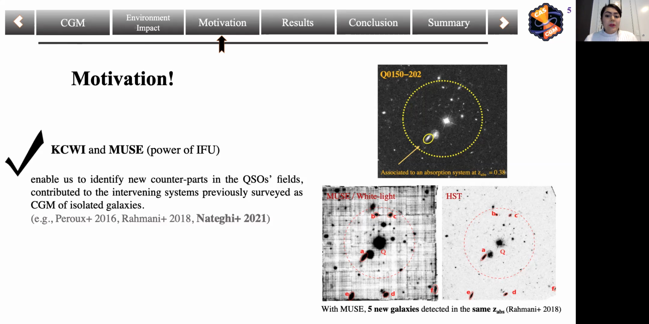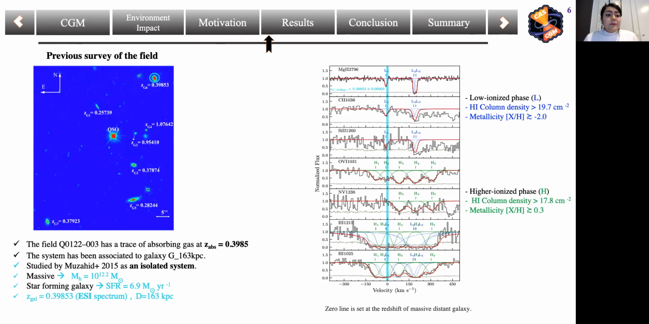As an example, this field has a trace of absorber already associated to an isolated galaxy, which is marked here. This field was reobserved with MUSE, and 5 new galaxies were detected at the redshift of this absorber. And here is an image of the quasar field that we have explored in our work.